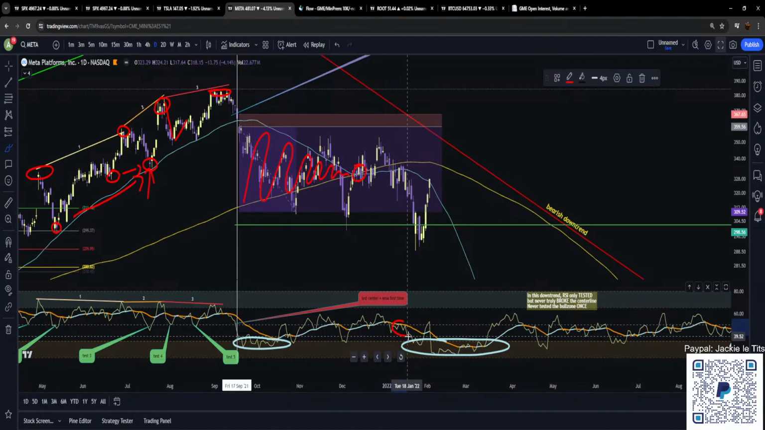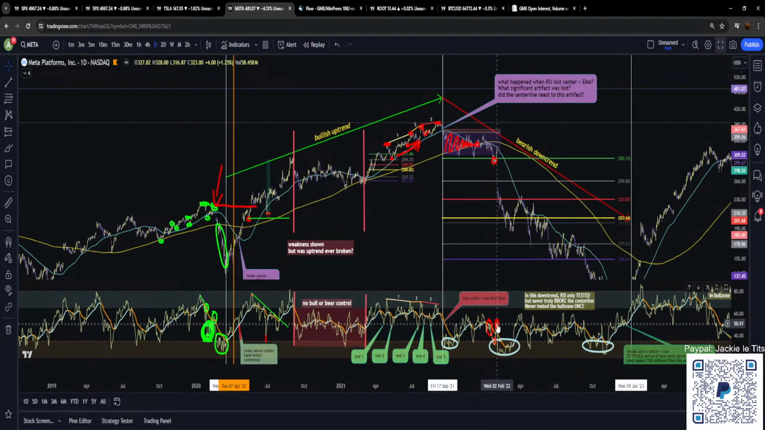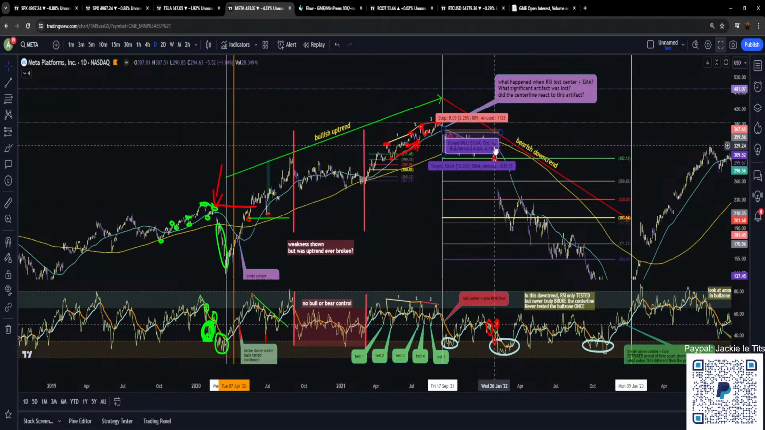it slips below center and rejects the EMA and center. And then it generates a lower low. And then the RSI goes into the bearish control zone, guys. And then what happened right here? What's the C word that I'm looking for that happened right there? Exactly. Confirmation. Confirmation of a bearish trend.